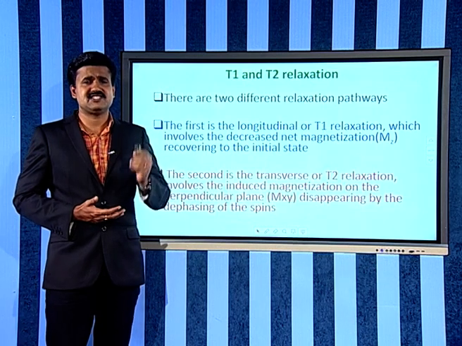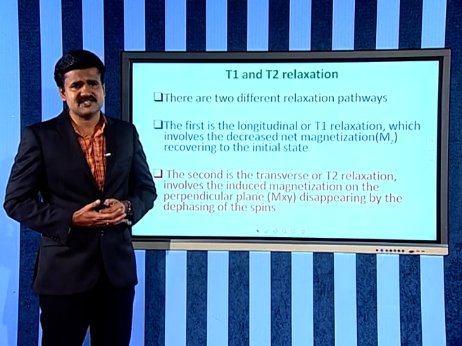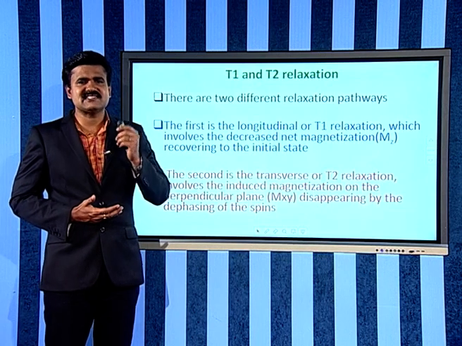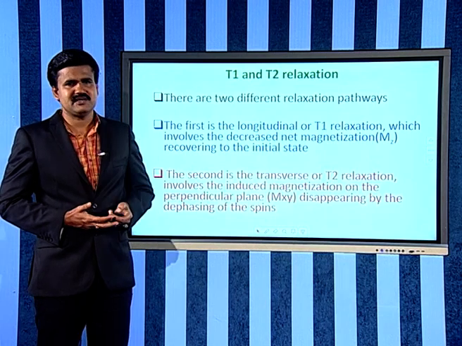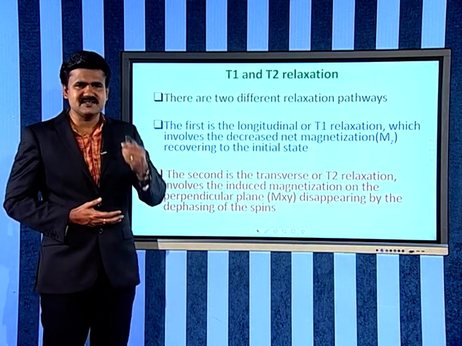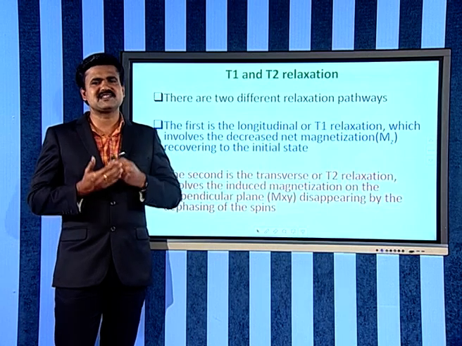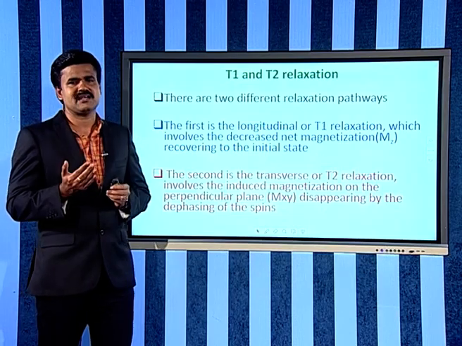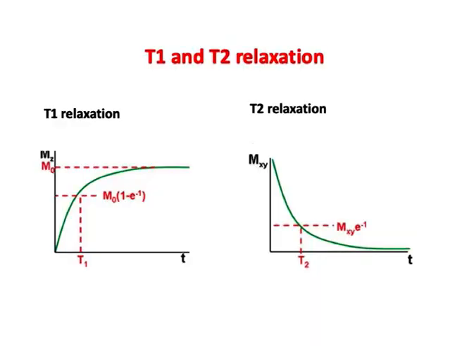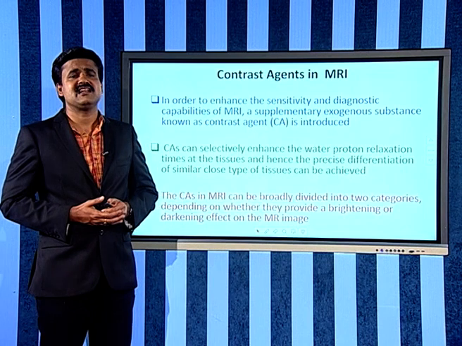The first is T1 or longitudinal relaxation, which involves the decreased net magnetization recovering to the initial state. The second one, known as T2 relaxation or transverse relaxation, involves the induced magnetization of the perpendicular plane, MXY, disappearing by the dephasing of the spins. T1 and T2 relaxation are graphically represented here. A more thorough discussion is far beyond the scope of the present lecture. Now, contrast agents in MRI.